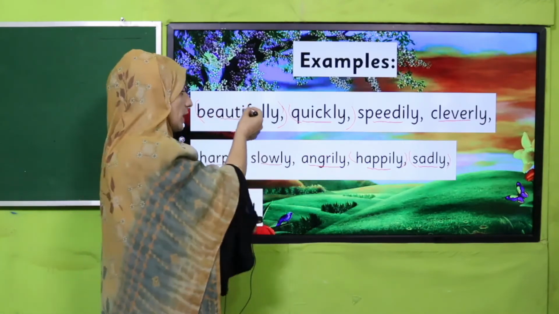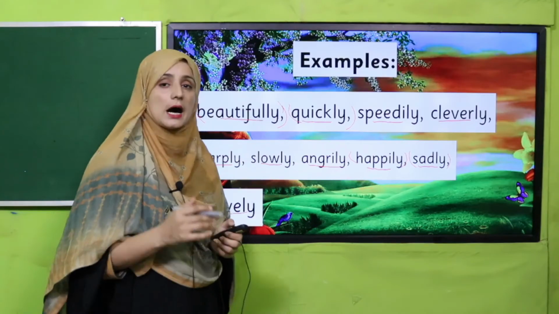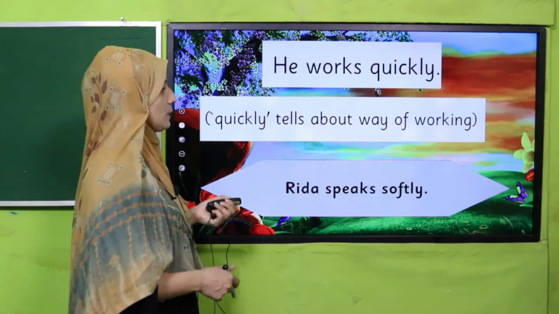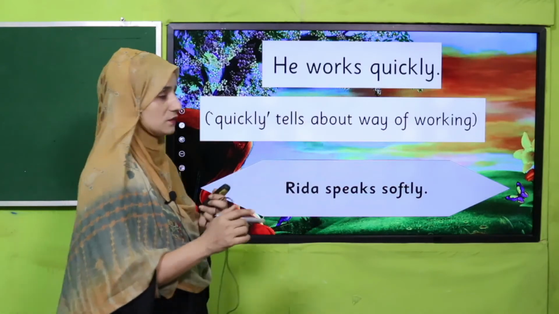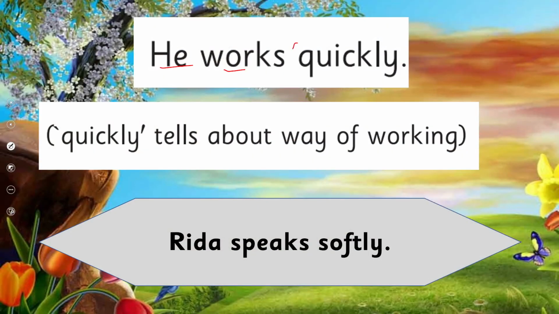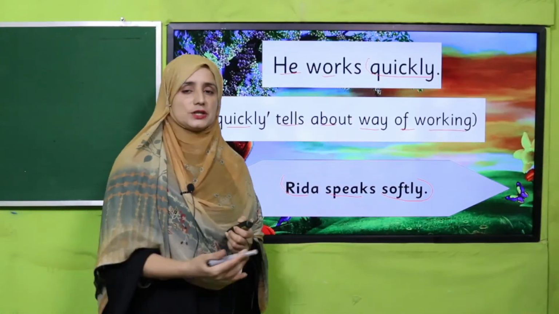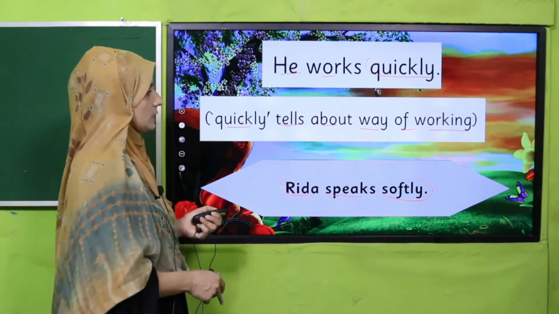Then it is qualifying a verb, telling how, in which way, the action is being done. Yes, my dear students, you can see in these examples, he works quickly. In this example, quickly tells about the way of working. Same like that, in the previous example, we already had Rida speaks softly. So these examples are showing how an action is being done.